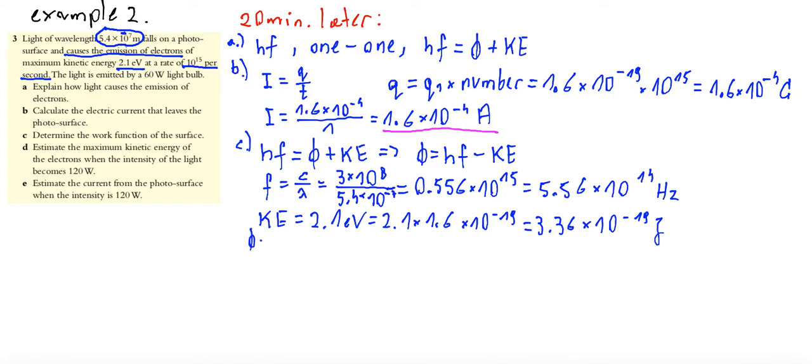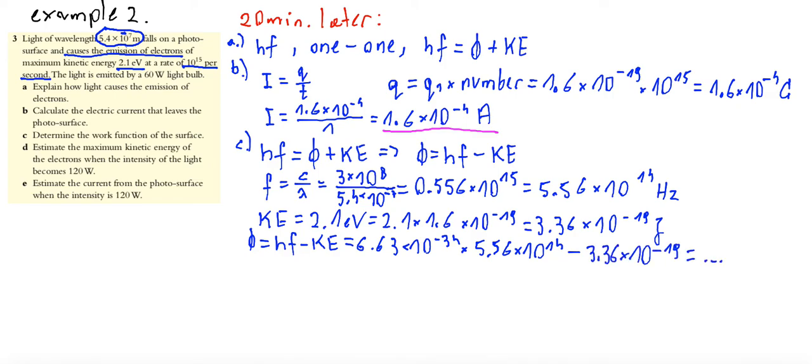So phi is equal to Planck's constant times frequency minus kinetic energy. I'm not going to calculate this, but you have to substitute 6.63 times 10 to the power of minus 34 times the frequency calculated here, so 5.56 times 10 to the power of 14, minus the kinetic energy calculated here in joules, so 3.36 times 10 to the power of minus 19. We have to obtain a result, of course, in joules. Is it clear?